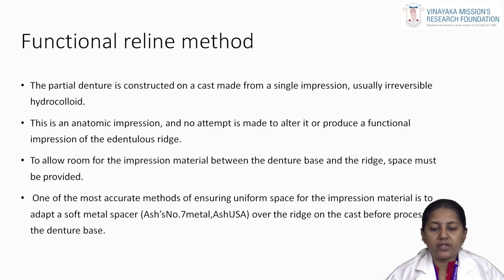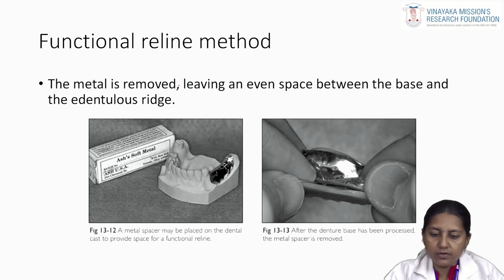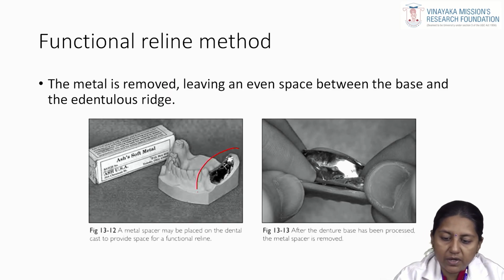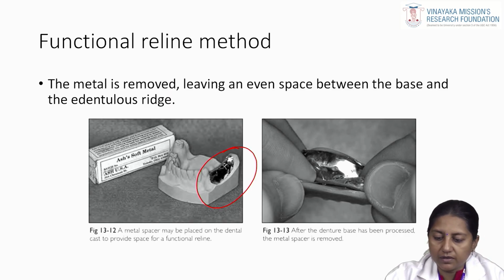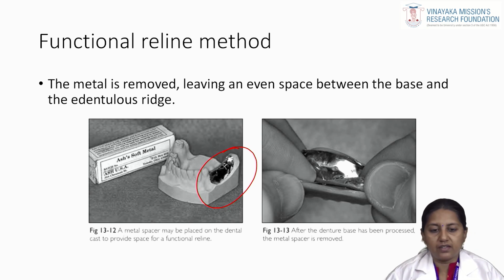To allow room for the impression material between the denture base and the ridge, space must be provided. How will you give space? The accurate method of ensuring uniform space is to adapt a soft metal spacer over the ridge on the cast before processing the denture base. Can you see? This is the metal spacer that is applied to the ridge before processing the denture base.